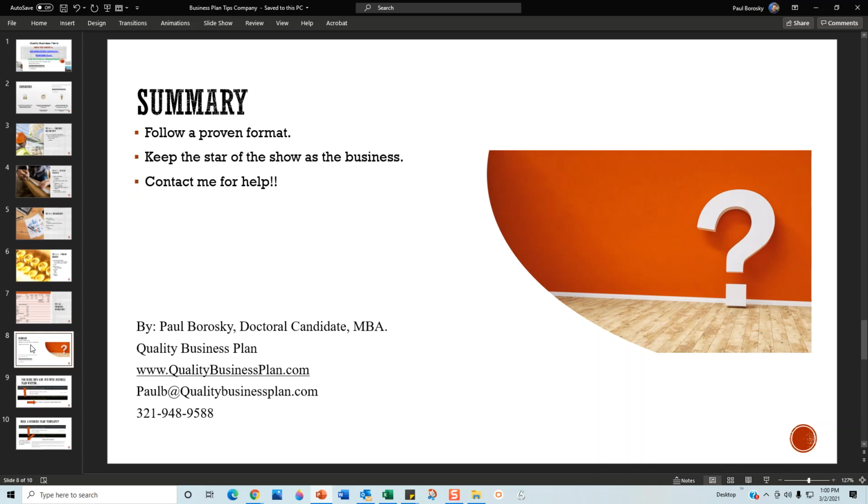Next is going to be keep the star of the show as the business. Yes, you might have been in the construction industry for 25 years and you've been doing it for so long, and you've completed 150 projects and you supervised even more of those. Yes, you are definitely a cornerstone of the business, but you don't want to make the business plan about you. You want to make the business plan about the business.